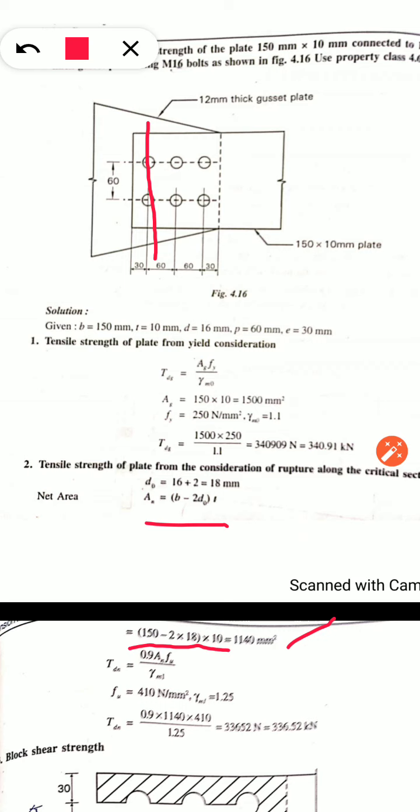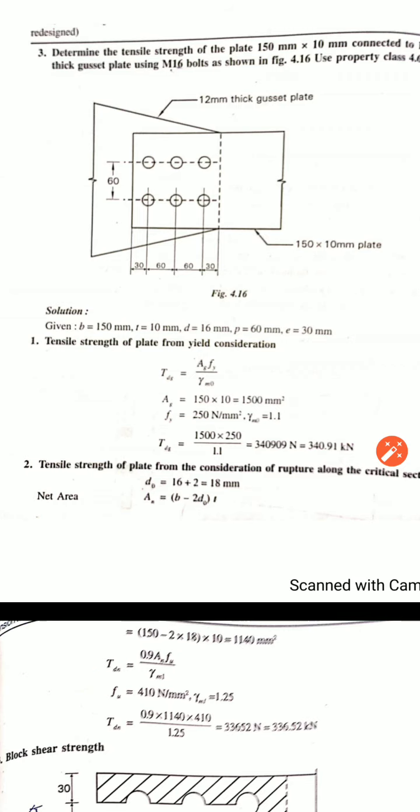So substitute in this formula, Tdn is equal to An fu divided by gamma m1. After substitution, Tdn is equal to 0.9 into 1140 into fu is 410 for plate section, gamma m1 is 1.25. So the design strength due to rupture we got is 336.52 kilonewton. So this is the second one, the design strength due to rupture.